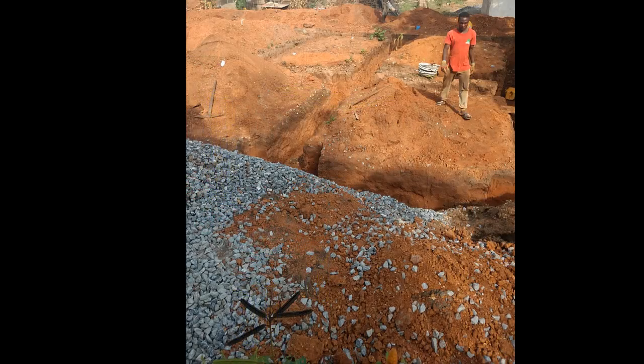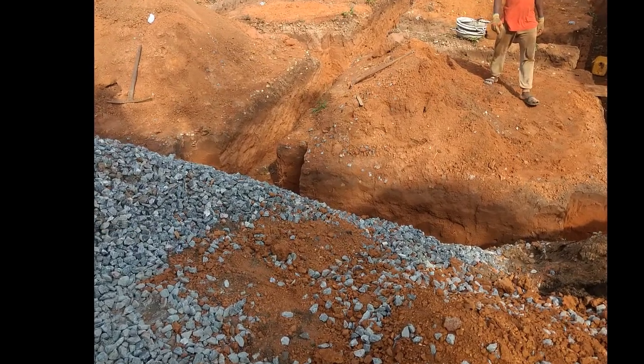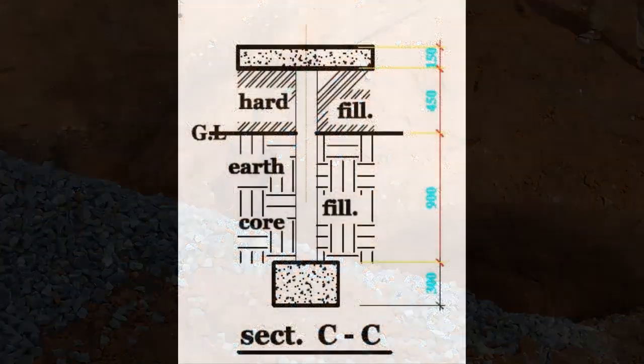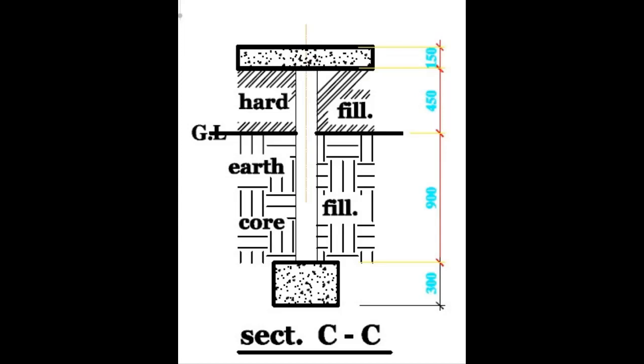So once that is done, you start the digging. The digging per the plan was supposed to have been 3 feet. You can see 900 because it's in millimeters. You divide that by 300, so you get 3 feet and then 1 foot for the columns. Now I decided to do everything 4 feet and then the column 1 foot, making 5.